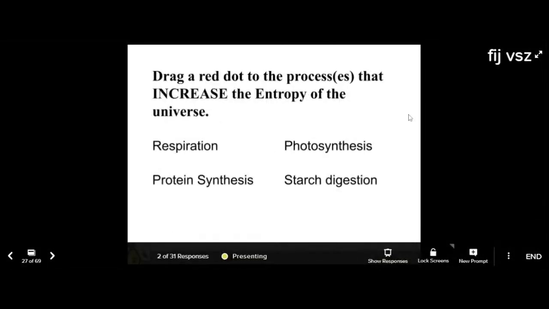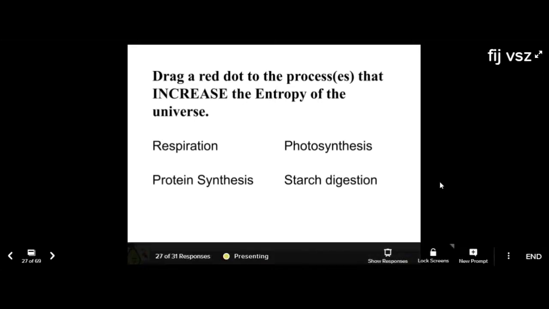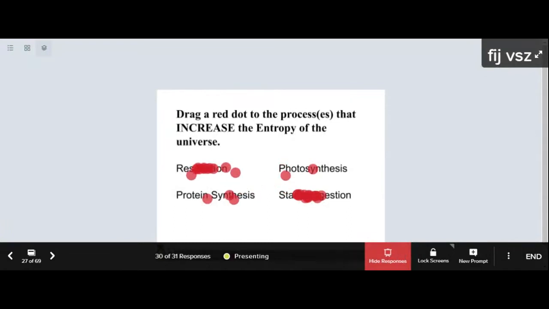All right, same thing as before, only this time, drag the red dot to the processes that increase the entropy of the universe. Increase it, right? So which one of these processes would be increasing chaos? You tell me. You can do it. Okay. All right. Most of you got it.